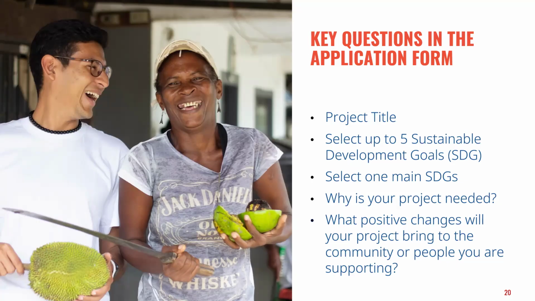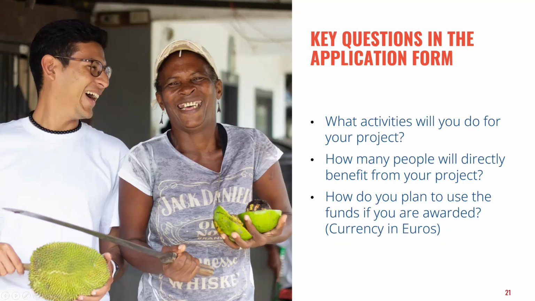So the questions in the form or the word length may vary depending on those factors. Right. So you're also going to have to answer and explain why your project is needed in the community you wish to support, and what are the positive changes that your project will bring to the community or the people that you are supporting. Next, you're also going to have to explain what are the main activities you will be carrying out to achieve your project goals, and an estimate of how many people will directly benefit from your project.